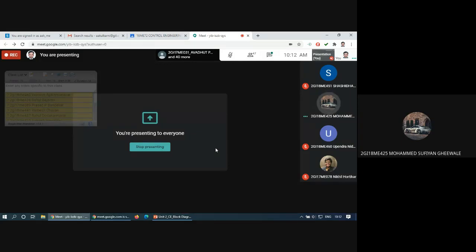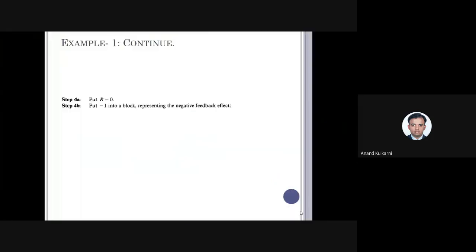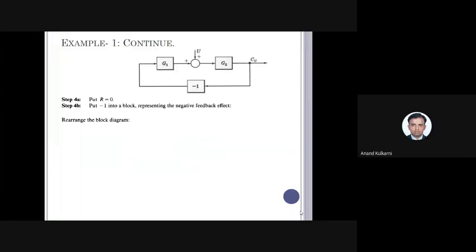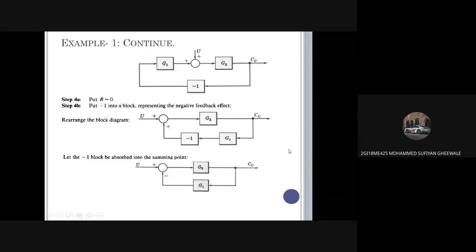Sir, in the last step... Yes, tell me. Sir, G1 and -1 are in cascade, so they get multiplied, and we take the negative sign here. Why, sir? The plus sign is already there. No, simply multiplying that negative sign gives minus outside G1, because the negative sign is there.